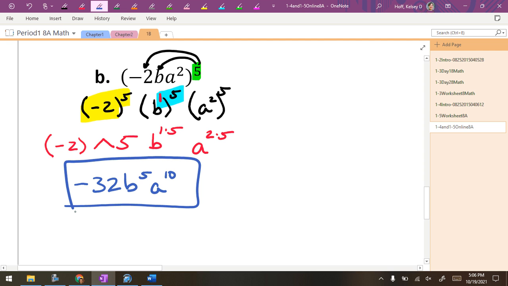One of the other tricks is making sure that you type it into Alex correctly. If you don't make the exponent and you just put the 5 next to b, it's going to count it wrong.